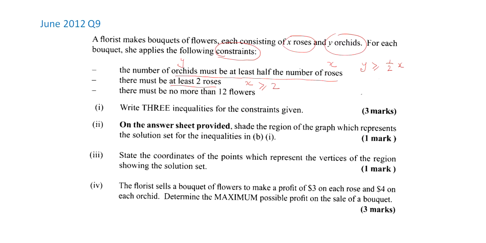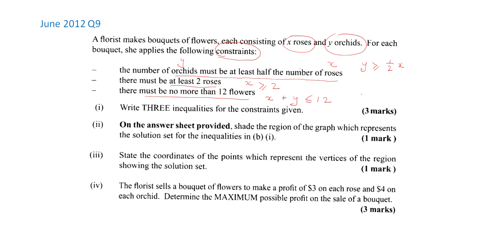And then the last one is that there must be no more than 12 flowers. So when I say no more than 12 flowers in a bouquet, now remember the bouquet is made up of roses and orchids. So therefore, if we add the number of roses plus the number of orchids, we should have no more than 12. So therefore, the inequality should be less than or equal to 12, right? So what they're saying is that if I add the number of roses and the number of orchids, I should not go beyond 12. So that is why I'm using less than or equal to 12.